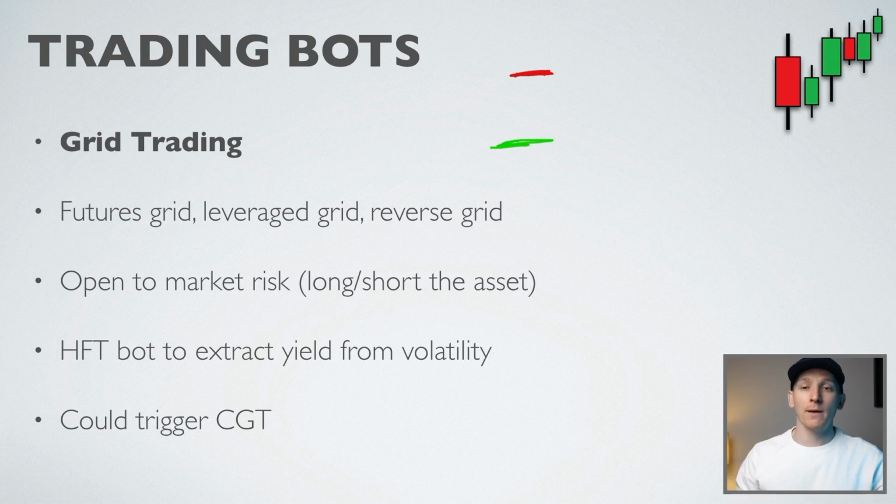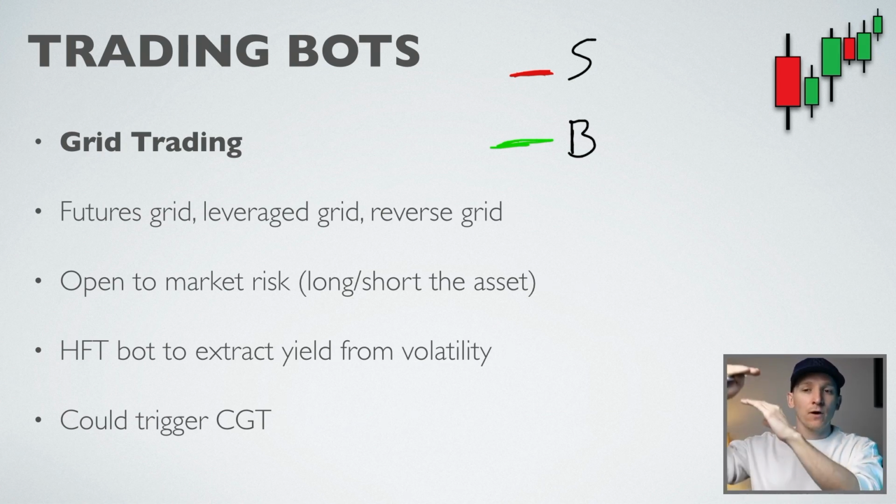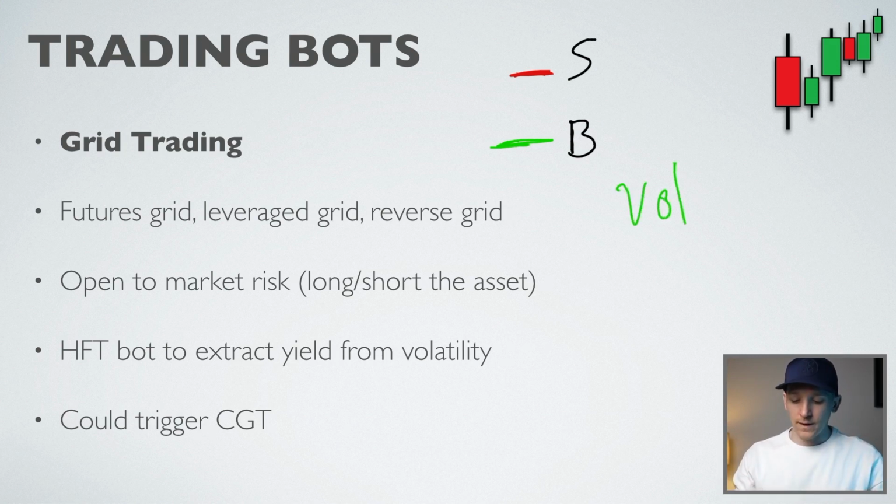You're actually becoming a market maker. You are making a market in an asset. You are both a buyer and a seller. Obviously you need to buy low and sell high. That's what a grid trading bot does. It essentially sets up a bunch of grids. So you can think of a grid as a buy and a sell at many different price points. And what you're trying to do is take advantage of volatility.